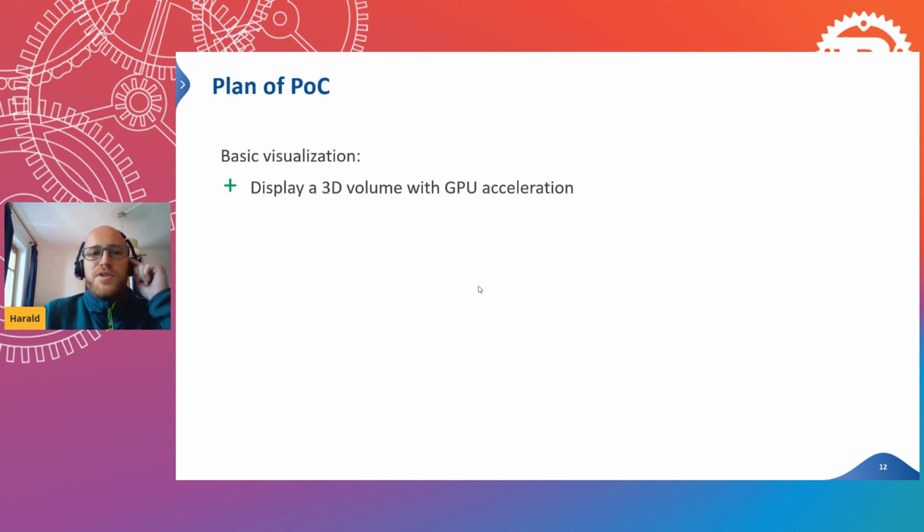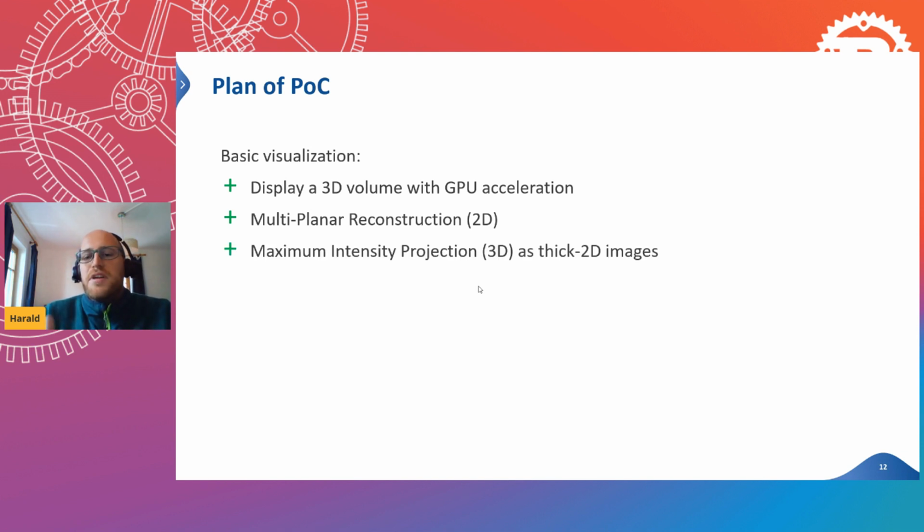So we decided we want to do a basic visualization on the GPU. The simplest technique would be the multiplanar reconstruction because it's mainly 2D. But we also wanted to get some experience of the performance of the technology. So that's why we decided on the maximum intensity projection, which is often used for 3D visualization as well, but it can also be used for the 2D reconstructions where you just create one image out of multiple 2D slices. It's kind of a thick slice, so to say.